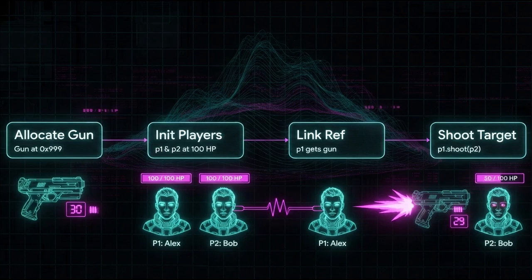As the method executes, you can watch the synchronous updates happening right on the heap. Alex's gun flashes and ammo drops from 30 to 29. Simultaneously, Bob flashes red as his health is modified directly from 100 down to 50. We are literally watching abstract lines of code drain the health bars in our HUD.